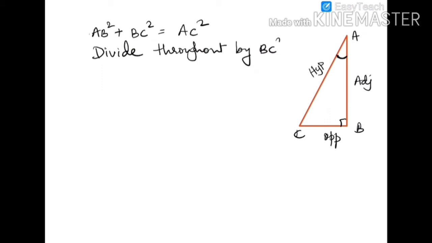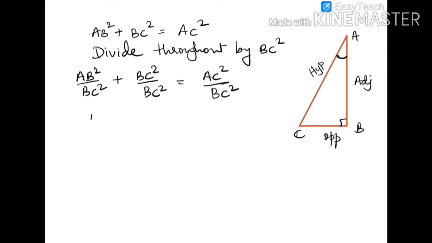Consider the same triangle. We will start with Pythagoras theorem again. So AB square plus BC square is equal to AC square. Now we will divide throughout by BC square. So we get AB square upon BC square plus BC square upon BC square equal to AC square upon BC square. So this is (AB upon BC) whole square plus 1 equal to (AC upon BC) whole square.